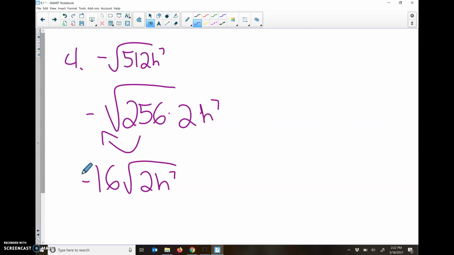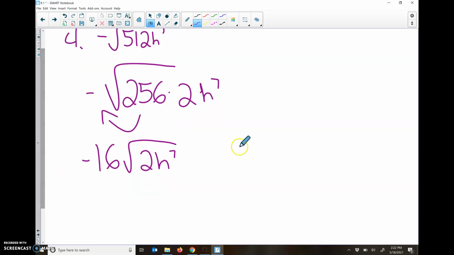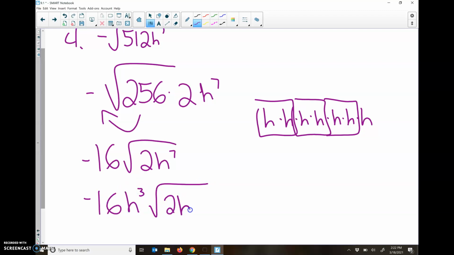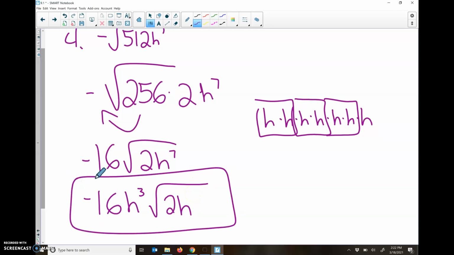Okay, now I have h to the 7th power. So remember what I said for the last problem, it can only leave in pairs. So if I have 7 shoes, let me write out my 7 shoes here. 1, 2, 3, 4, 5, 6, 7. And if they can only leave in pairs, I have 3 pairs with 1 left over. And so how I would write that is h to the 3rd power on the outside, and then square root of 2h to the 1st power. That 1 shoe is left over. So that would be our final answer there.